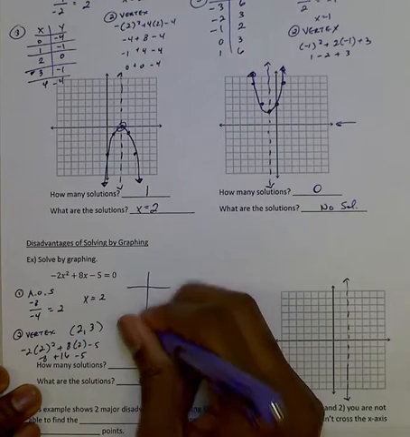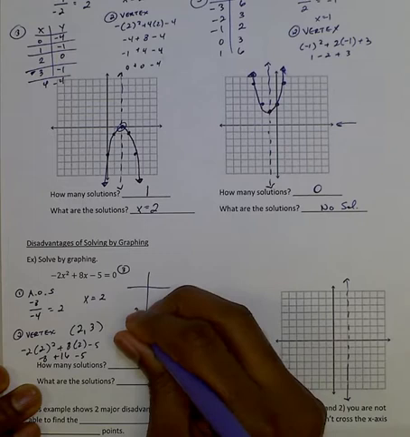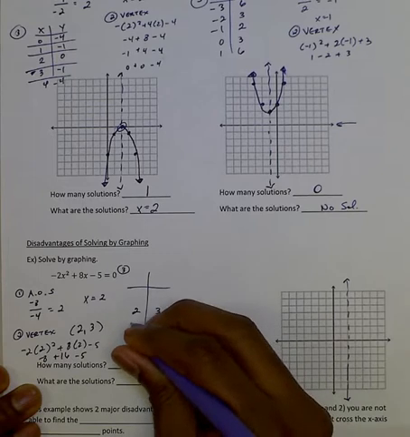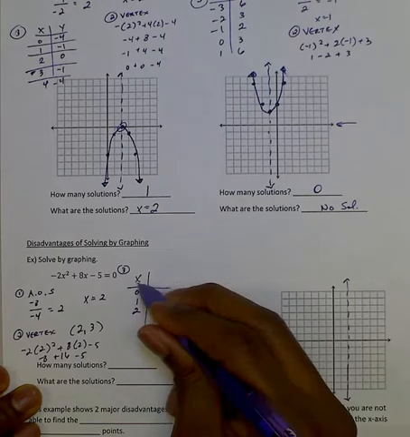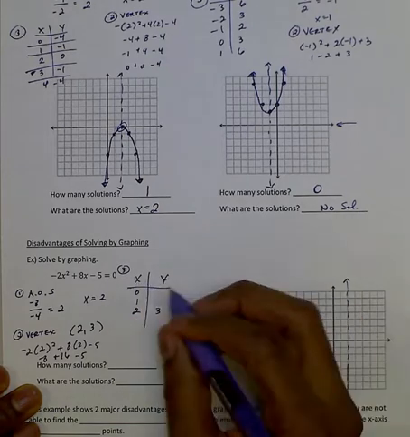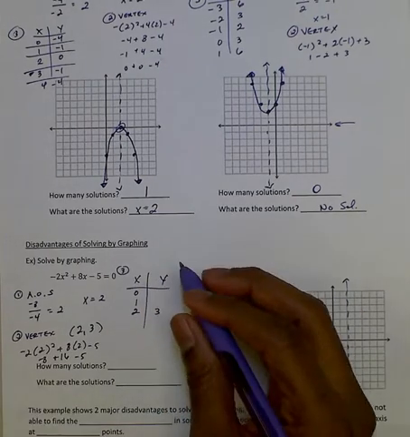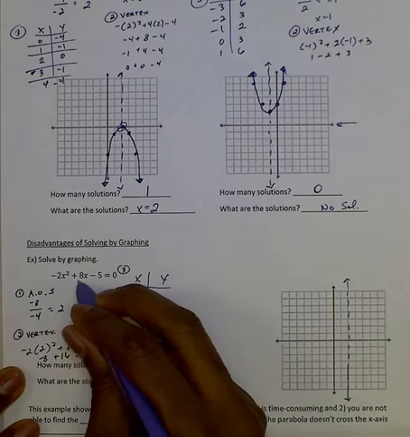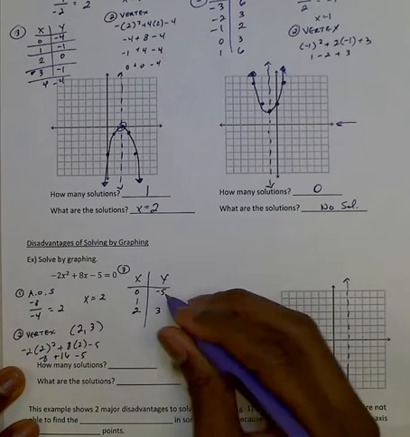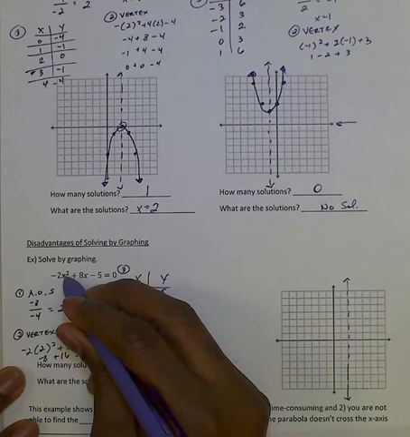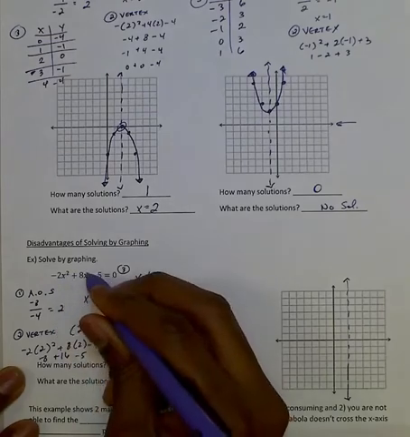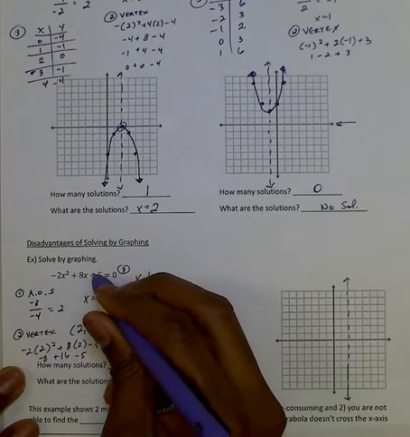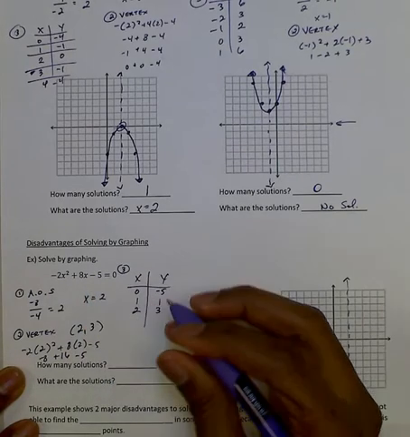From there I'm going to make my table, making sure that 2, 3 is in the middle. I'm going to choose some numbers around here. I'm going to pick 0 and 1 because those are small numbers that seem easy enough to plug in. So I plug in 0, 0 plus 0 minus 5, that gives me negative 5. I plug in 1, that's negative 2 plus 8, which is 6, minus 5, which is 1.